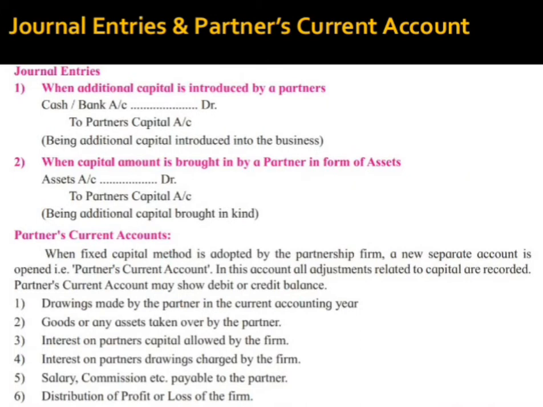Now, how to pass the journal entry, as I just explained. When additional capital is introduced by a partner in cash or bank, cash or bank account debit to partner's capital account. When capital is brought in by a partner in the form of assets, it means the partner brings assets, so assets come in. That's why we debit assets account to partner's capital account, being additional capital brought in kind.